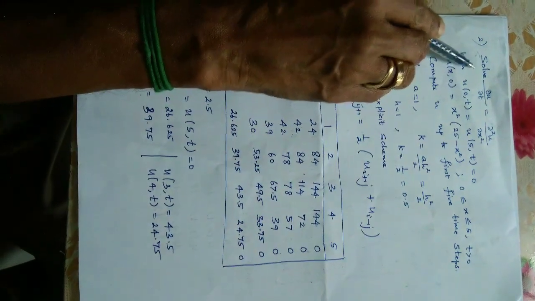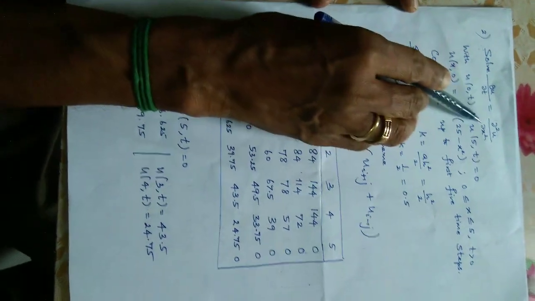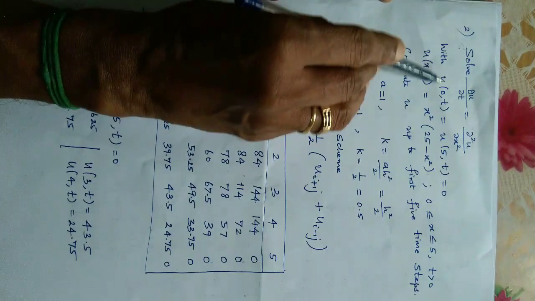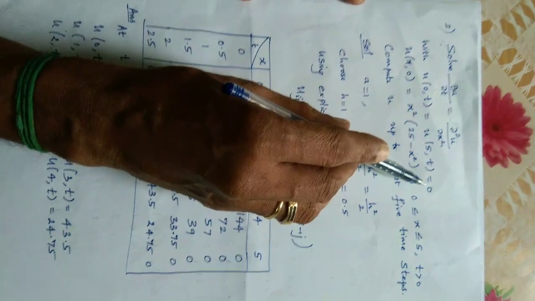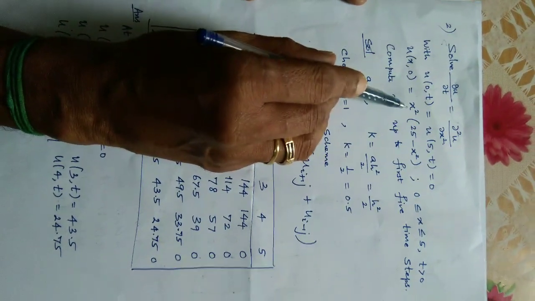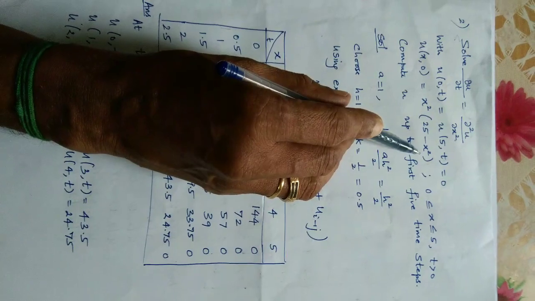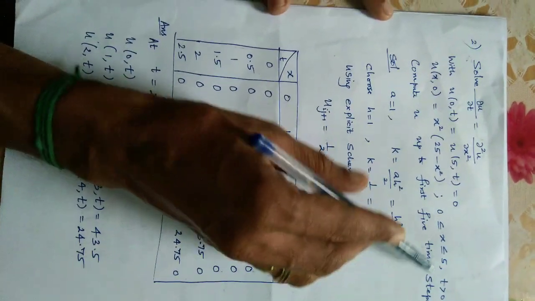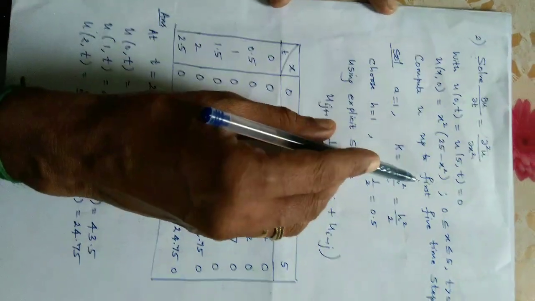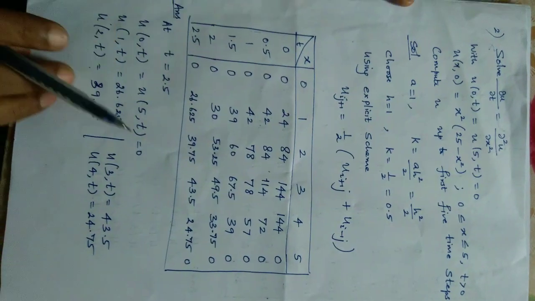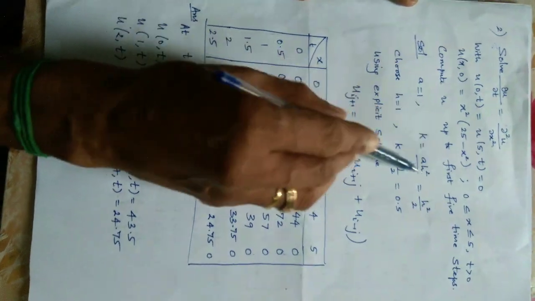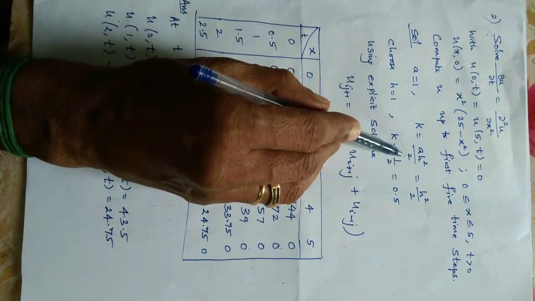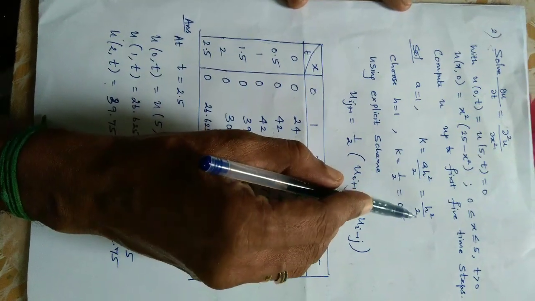Next, we'll do one more problem for a better understanding. Let us take the problem: solve ∂u/∂t = ∂²u/∂x² with the boundary conditions u of 0 comma t and u of 5 comma t equal to 0, and u of x comma 0 equal to x²(25 minus x²). The material length is given, time positive. I want to calculate u up to the first 5 time steps. We'll go by the Bender-Schmidt method. It's a simple model. Here also the coefficient A is 1. You know what K is, as we have done in the book work. K equal to A h² by 2. A is 1, therefore h² by 2.